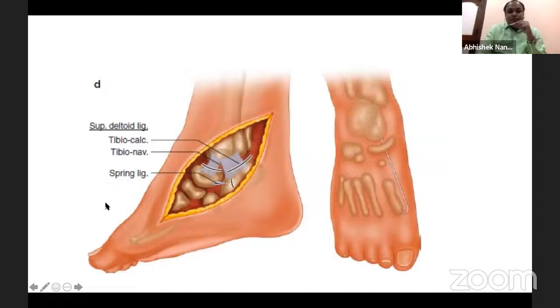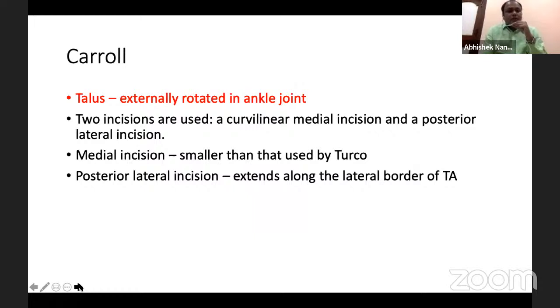The superficial deltoid consists of two parts, the tibiocalcaneal and the tibionavicular. Both are released, as well as the spring ligament. Now, I just want to say the reduction of the talonavicular joint was maintained by a K-wire. Now, this K-wire is controversial. Many people say we will apply it, many people don't apply it. We generally don't apply it in our center, but there are people who use the K-wire for talonavicular reduction.